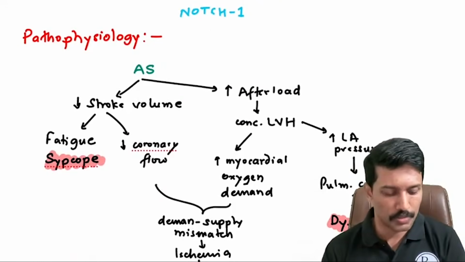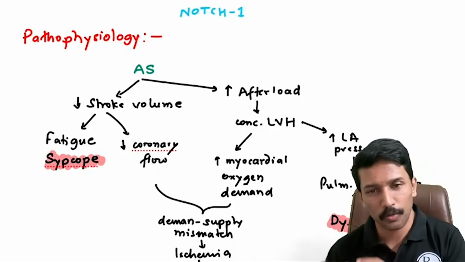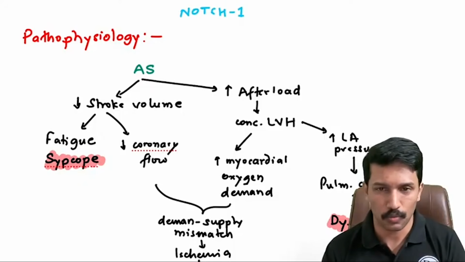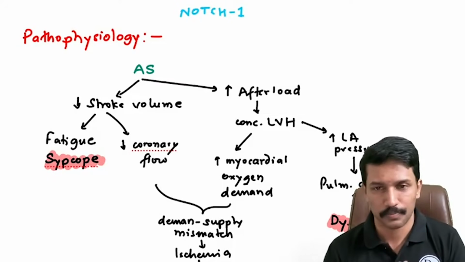In terms of pathophysiology, the narrow opening of the aortic valve results in restriction of movement of blood from left ventricle to aorta that happens during systole. So because of that, the stroke volume is less. Low stroke volume leads to syncope.